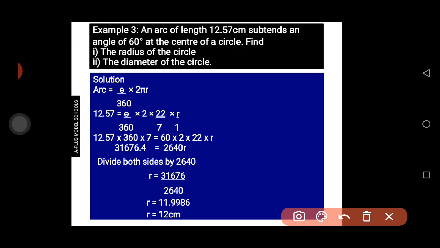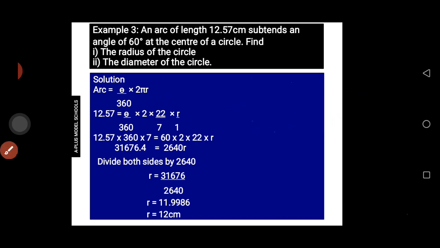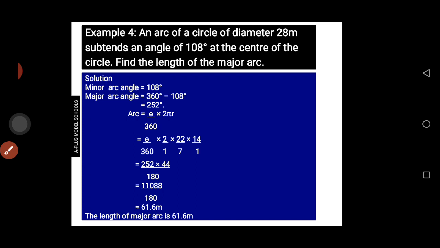Now to look for my diameter, don't forget my diameter is equal to 2r, which means in a diameter you have 2 radius. So my diameter will now be 2 multiplied by the radius, which is 24. I left that one for you to finish on your own, so it's what I have explained. Your diameter there will be 2 times r, which is 2 times 12, which is 24. So the diameter there will be 24 centimeter.